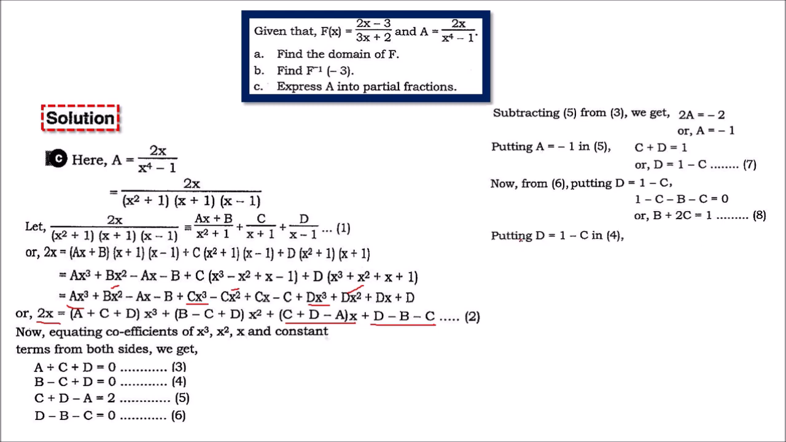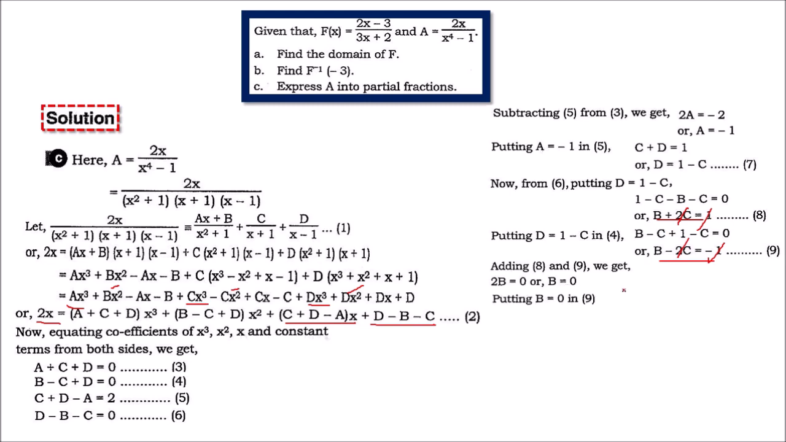Now if I put this d equal to 1 minus c in equation number 4, then I will get c minus 2c, so b here, and 1 just goes to the right side, so it will be minus 1. Now from 8 and 9, if we add them, look here, 2c and 2c will be gone, 1 and 1 will be gone, so 2b equal to 0, that will be equal to 0.